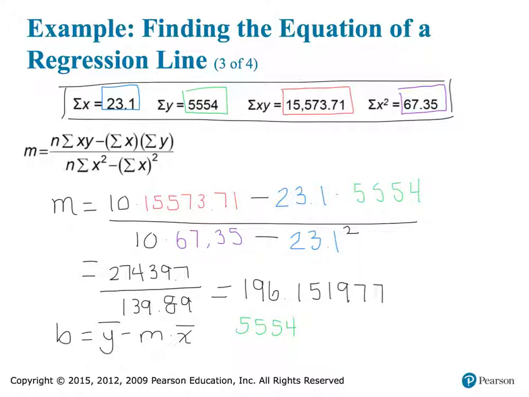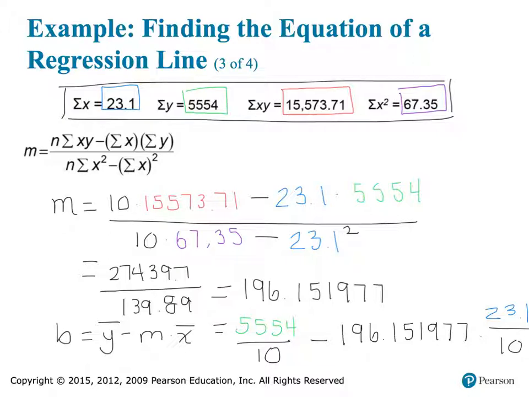We need to divide that by 10 to get the mean of our y's. Then the formula says I need to subtract my slope, which I now know is 196.151977, and that needs to be multiplied by the mean of our x's. Well, once again, we know that the sum of our x's was 23.1, and there were 10 of them, so we need to divide by 10 to get the mean of our x's.